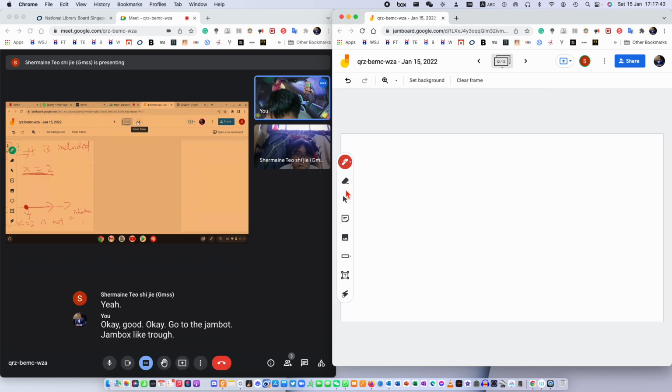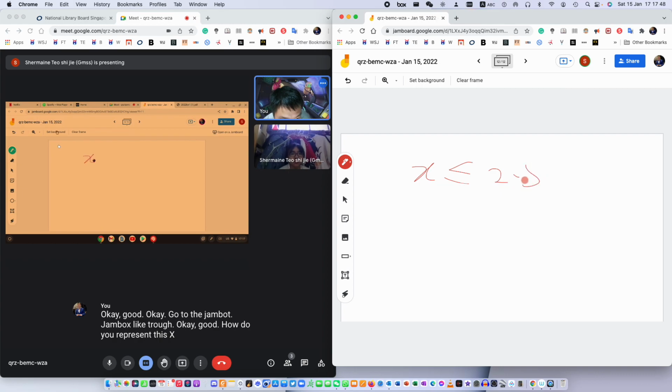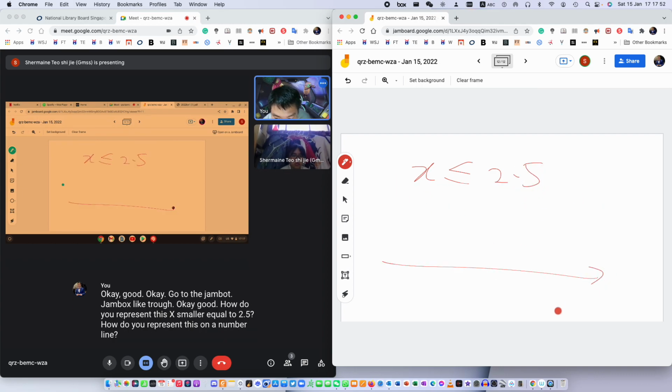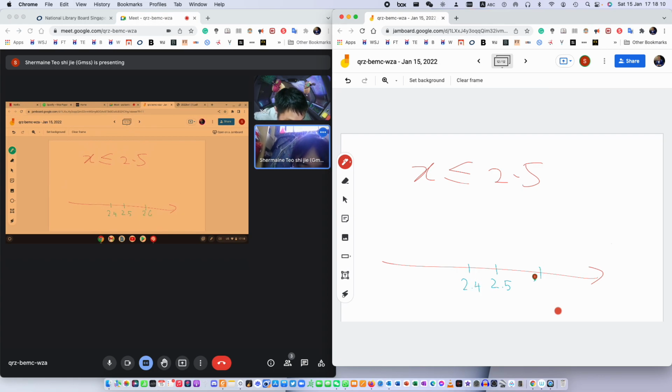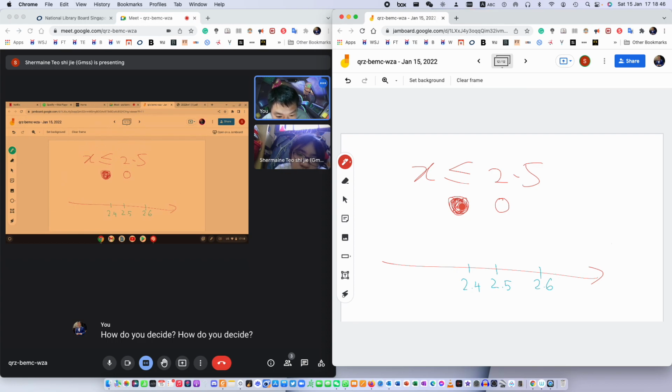Okay, go to the Jamboard, slide 12. Okay, good. How do you represent this? x smaller or equal to 2.5. How do you represent this on the number line? Show me. Solid or hollow? How do you decide? Solid circle or hollow? Why hollow?